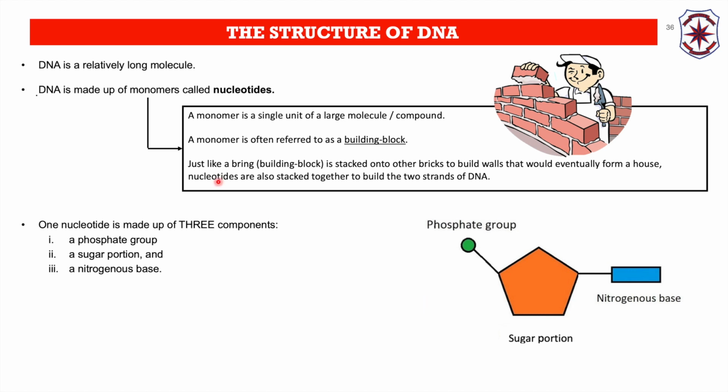I'm going back. DNA, being a large molecule, is made up of small building blocks. Those building blocks are called nucleotides. So this is one nucleotide. This whole thing is one nucleotide. But this one nucleotide is made up of three components or three parts. We have a phosphate group being one of them. We have a sugar portion. And lastly, we have a nitrogenous base. All right? I hope you follow.